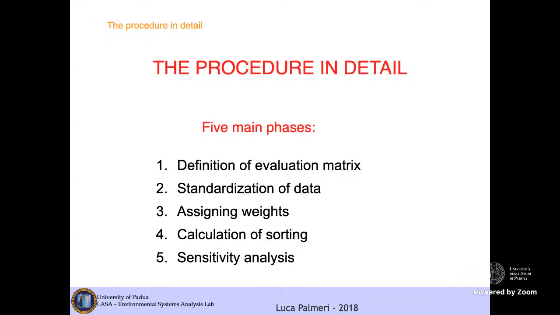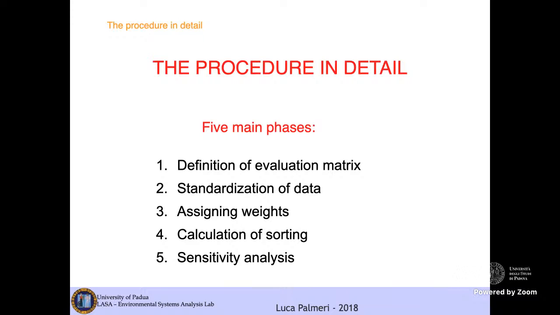Let's look at the procedure in detail for building a multi-criteria analysis. There are 5 main phases. When I ask a student, can you describe to me a multi-criteria analysis model? Then the good students answer, the multi-criteria analysis model is built on a procedure that is based on 5 main phases. The first phase is definition of the evaluation matrix. The evaluation matrix is a matrix by which you evaluate the different alternatives against the possible criteria.